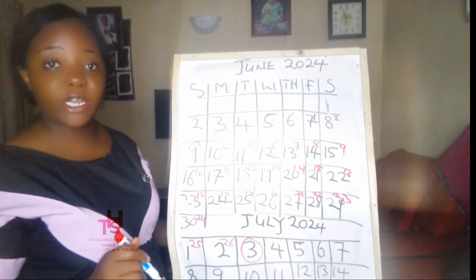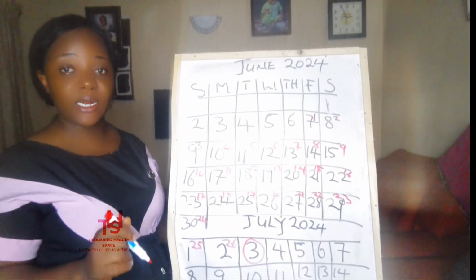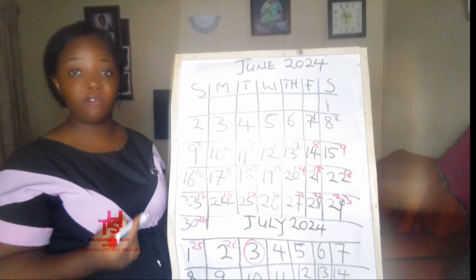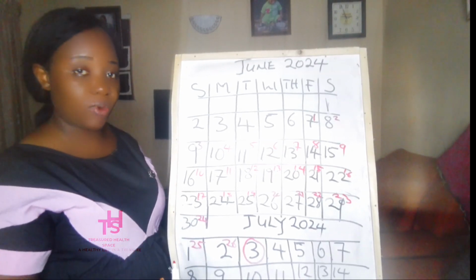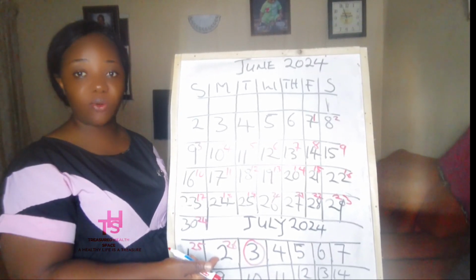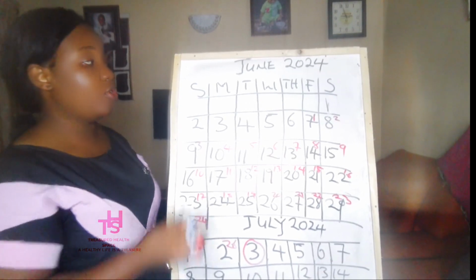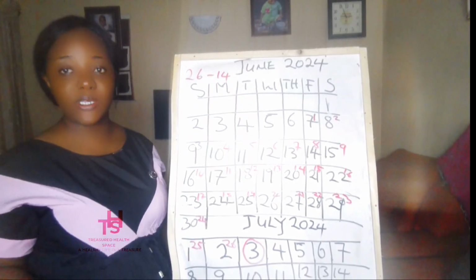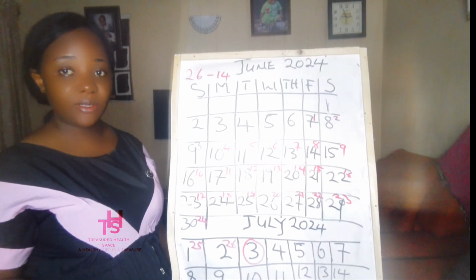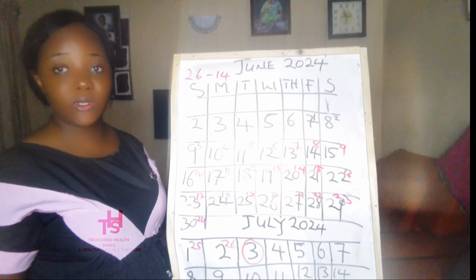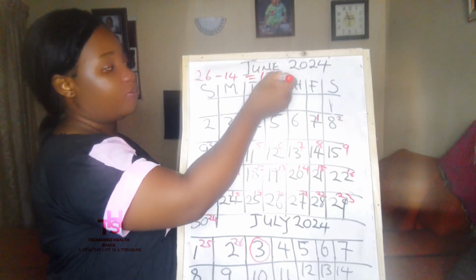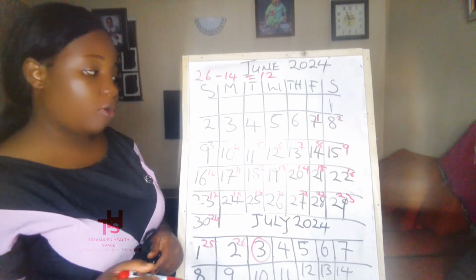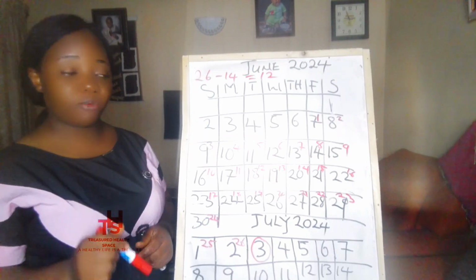So to get your ovulation date, your most likely ovulation date, you're going to subtract 14 from your menstrual cycle length. Now in this case, we say your menstrual cycle length is 26. So you're going to say 26 minus 14. Okay, so 26 minus 14, that will give you 12. So your ovulation day is 12, the 12th day of your menstrual cycle.